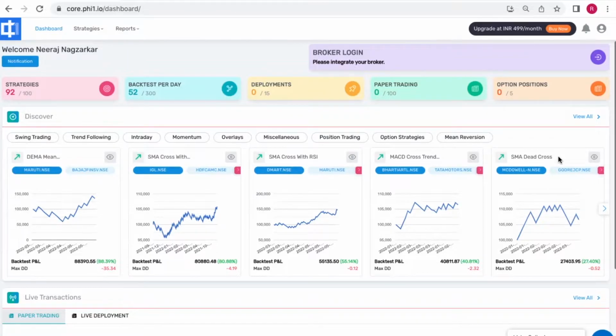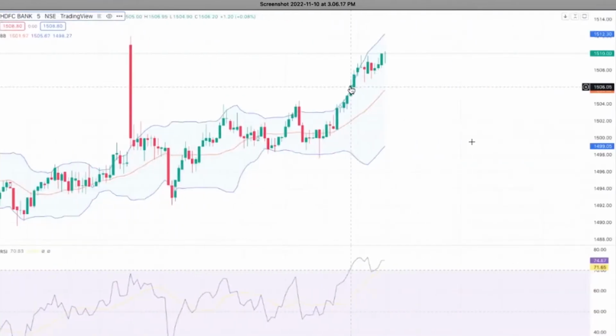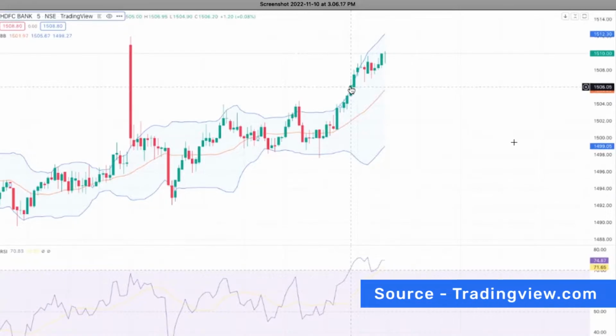In this video, we're going to look at another strategy using Bollinger Bands, this time with RSI. Now, in our previous videos, we have explained what Bollinger Bands and RSI are all about, but for those who don't know, let's take a very quick look at these indicators.